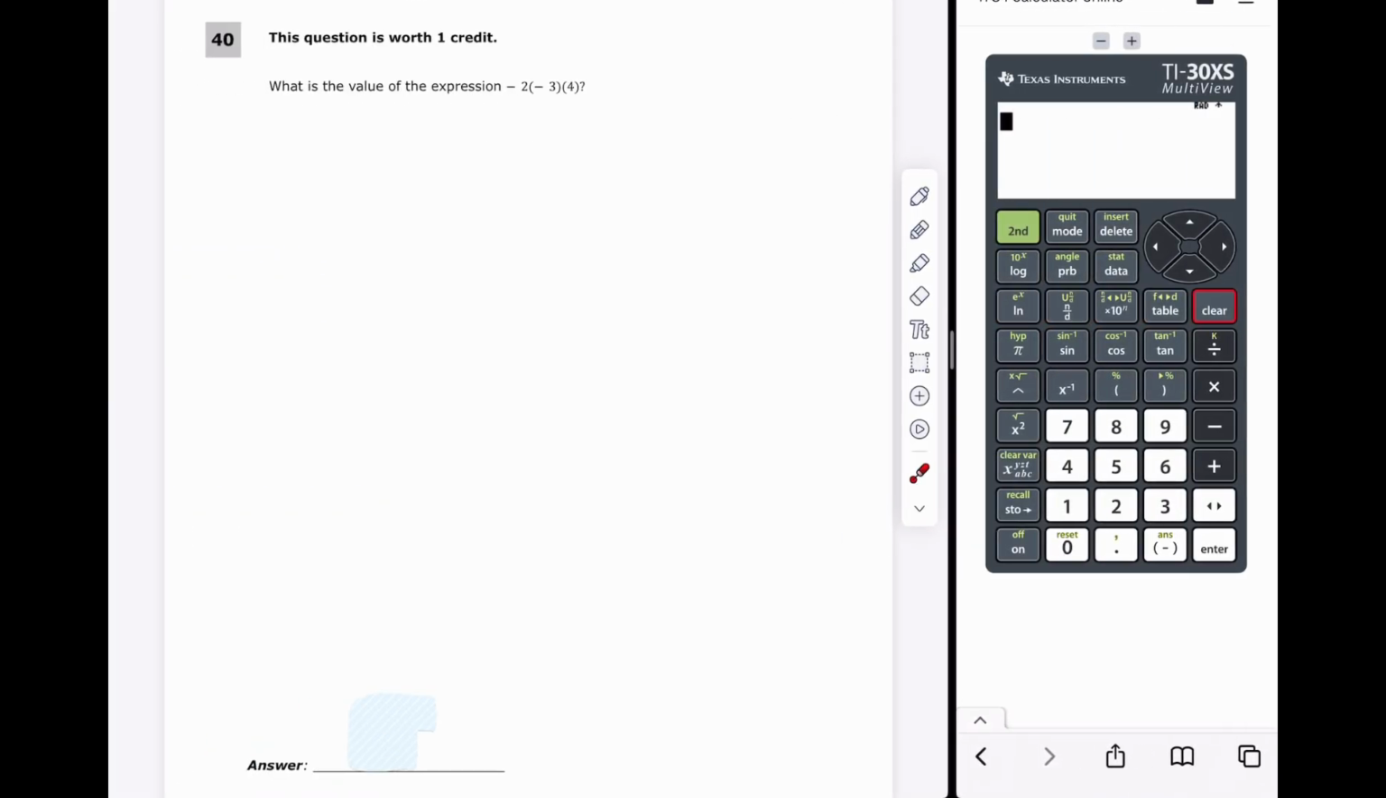Let's look at our next 1-point problem. It's a very simple expression. We just have to find the value for it and simplify it. Negative 2 times negative 3 times 4, and this would equal 24. So give yourself 1 point if you have 24, 0 points if you have anything else.